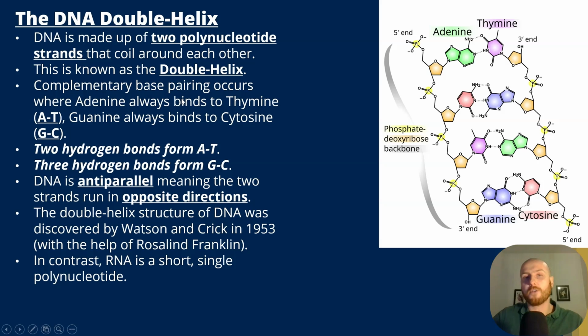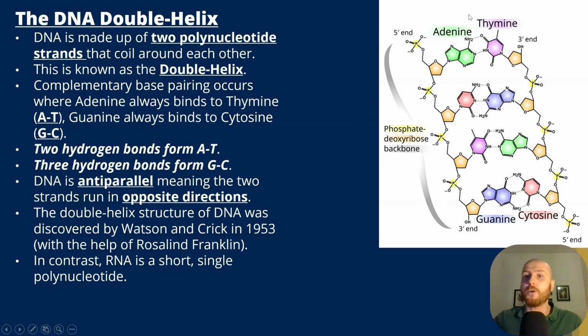Now, you should have already looked at enzymes, where enzymes are complementary to substrates. Well, in this case, we have bases that are complementary to each other. So adenine is complementary to thymine, meaning adenine always forms hydrogen bonds with thymine. Guanine is complementary to cytosine, meaning guanine always forms hydrogen bonds with cytosine. And between the adenine and thymine, we have 2 hydrogen bonds. And between the guanine and cytosine, we have 3 hydrogen bonds.